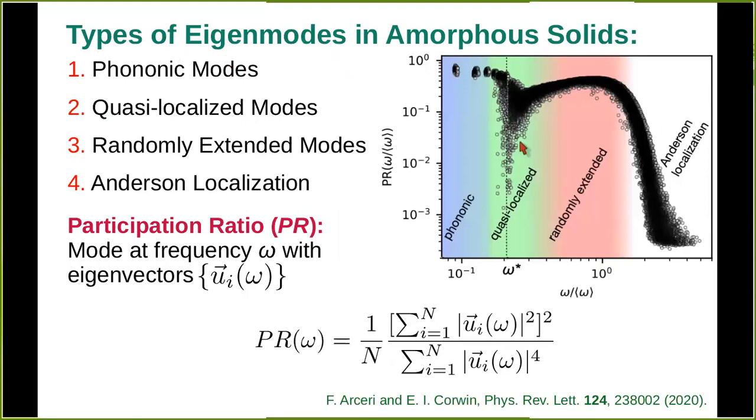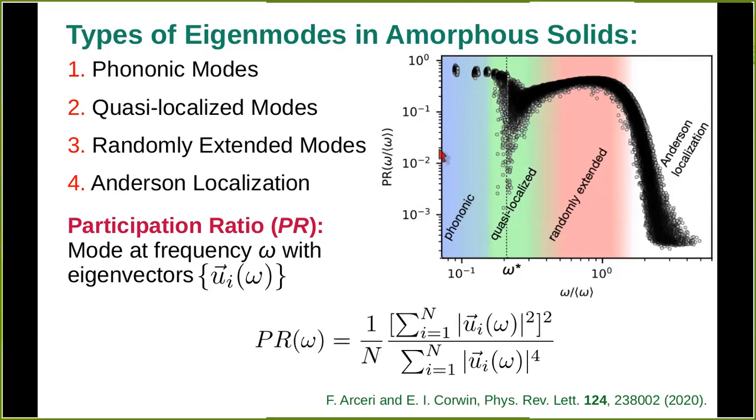In an amorphous system, we see 4 different types of mode. We have phononic mode similar to crystal, we have quasi-localized mode, we have randomly extended mode, and we have Anderson localization mode. One can distinguish these modes by calculating something called participation ratio. Basically, participation ratio for a mode is a measure of the fraction of particles that are participating in motion. For a mode at frequency omega with eigenvectors u_i omega, participation ratio is given by this. Here N is the total number of particles in the system.